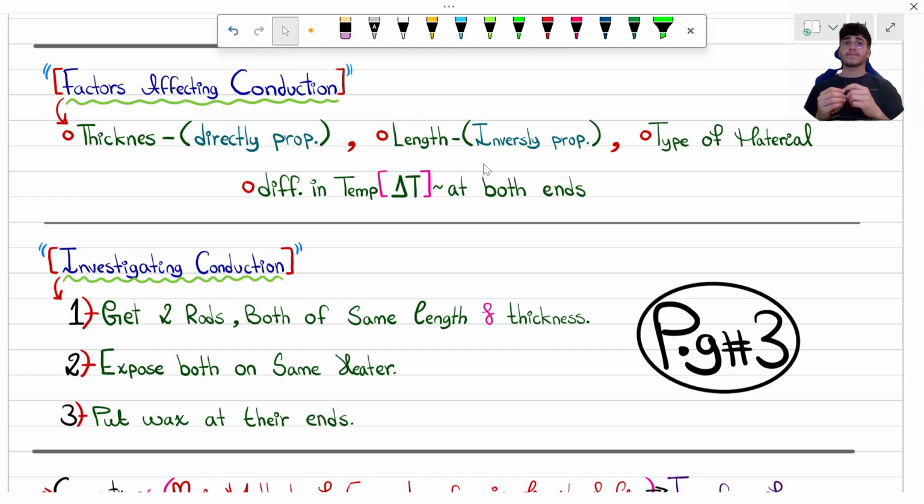The type of material, of course, like for example, copper and magnesium, heating both at one end to the other, depends on the type of material and its infrastructure, which will determine how fast it transfers energy from one end to the other, depending on how well its infrastructure conducts heat. Difference in temperature at both ends.